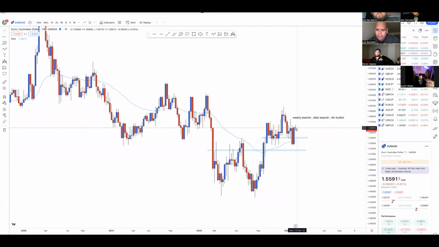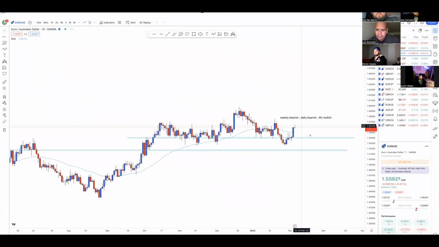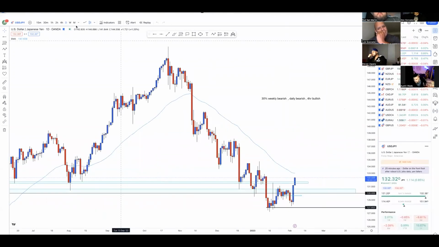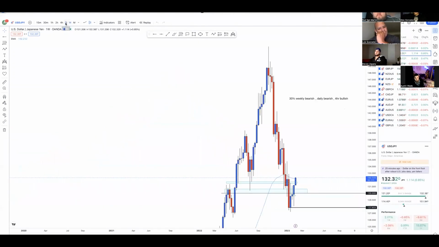Not really, never mind, because we body closed above. I just don't really like how it looks. Looks a little confusing, so I simply just get it out the way. USD JPY, we're looking for shorts.